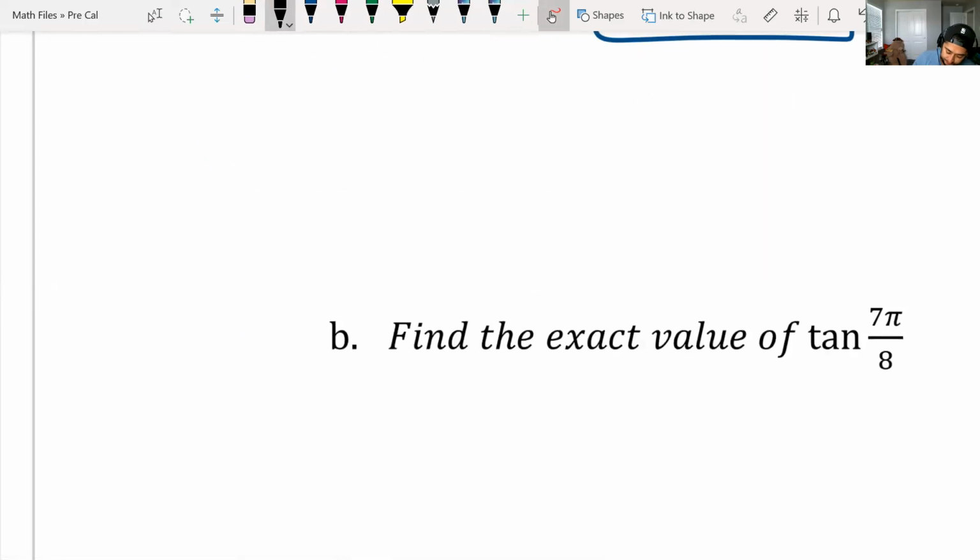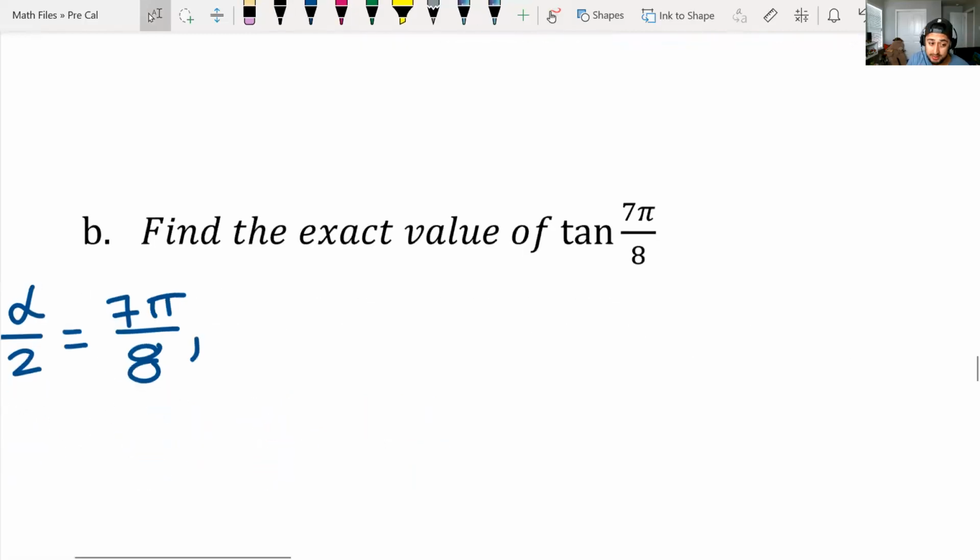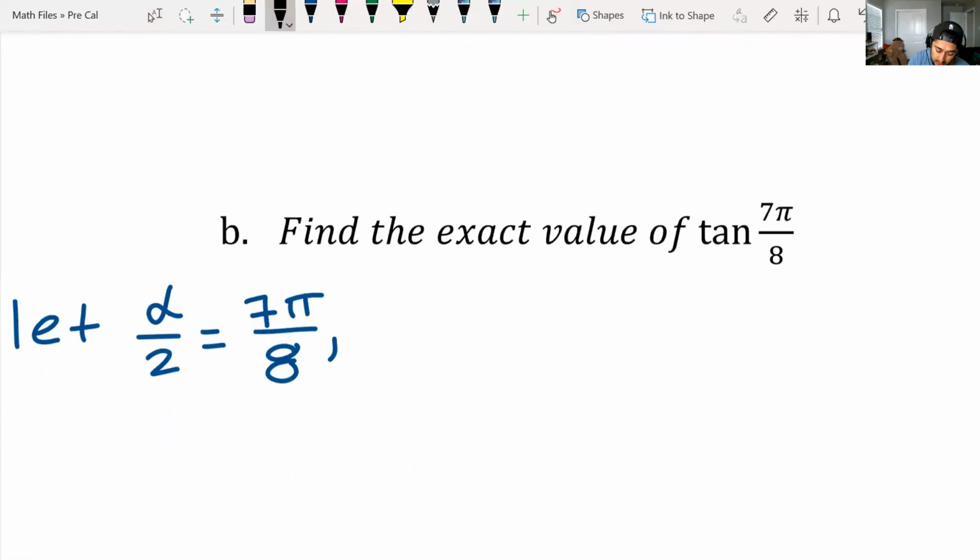So once again, I will let alpha over 2 equal 7 pi over 8. Now, where is 7 pi over 8? That's the big question. We need to know what quadrant 7 pi over 8 is in.